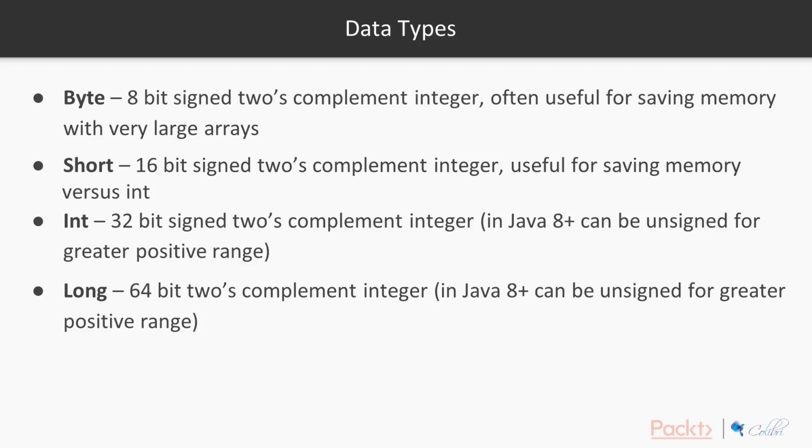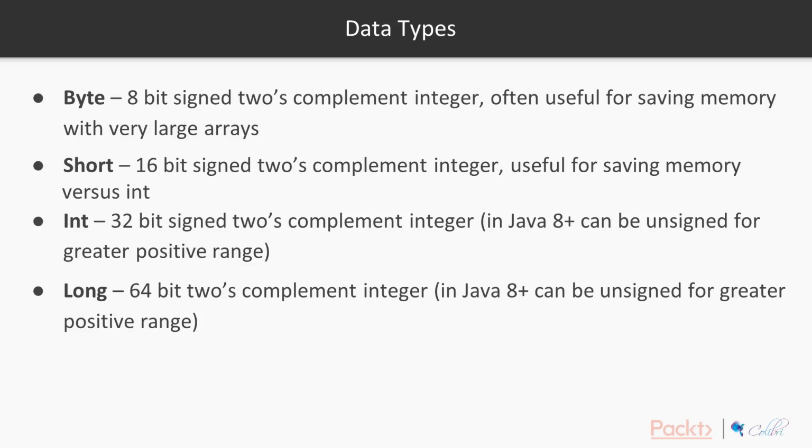So an int is a 32-bit signed 2's complement integer. However, in Java 8 you can actually use this as an unsigned integer for greater positive range. What this essentially means is you've got 16 bits of positive range and 16 bits of negative range by default. In Java 8 you can use all 32 bits for positive range.